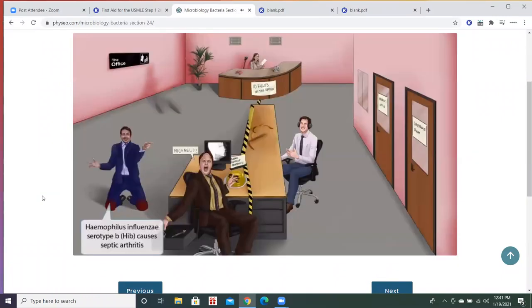Remember how Dwayne yelled for his boss, Michael? Well, to Dwayne's dismay, Michael seems to think that James's prank is pretty hilarious, as you can probably tell by the way Michael is laughing and pointing while kneeling on the ground. If you look closely at Michael's knees, you can see that they're very red appearing. The fact that he's on his knees and that they're red should help you remember septic arthritis. So HIB causes septic arthritis.